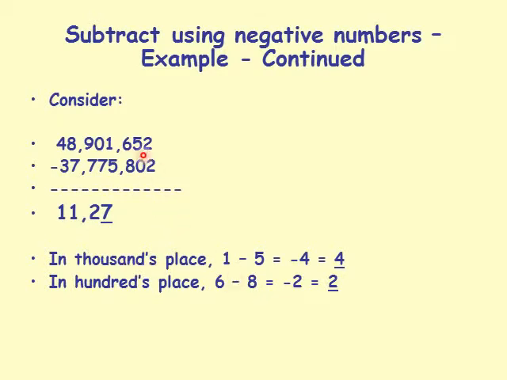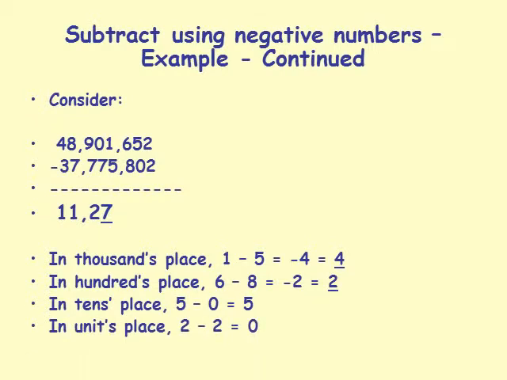In the hundreds place, we have 6 minus 8, which is minus 2, and that looks like this. In the tens place, we have 5 minus 0, which is 5. No underscore required, it's positive 5. In the units place here, we have 2 minus 0. No underscore required here either.